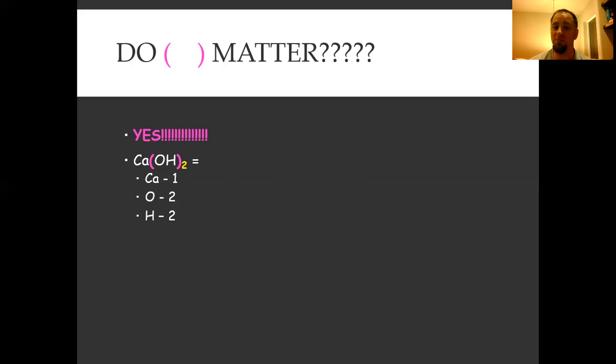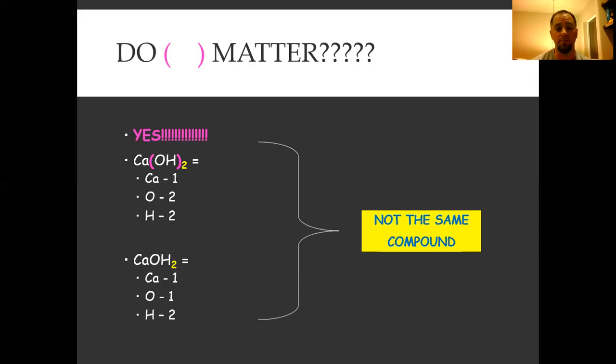Let's take a look at what happens if we didn't use those parentheses. So calcium and OH2, okay, we have a total of 1 calcium, a total of 1 oxygen atom, and a total of 2 hydrogen atoms. Are these the same? No, there's a difference in the number of oxygens simply based on how the formula was written. Okay, these are not the same compound.